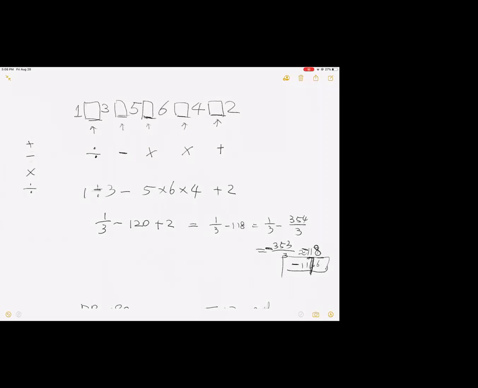So the answer is negative 117.6666. Wait, what? Point what? 0.66666 dot dot dot. Because this is a fraction, right? It's 2/3. All right? Right.